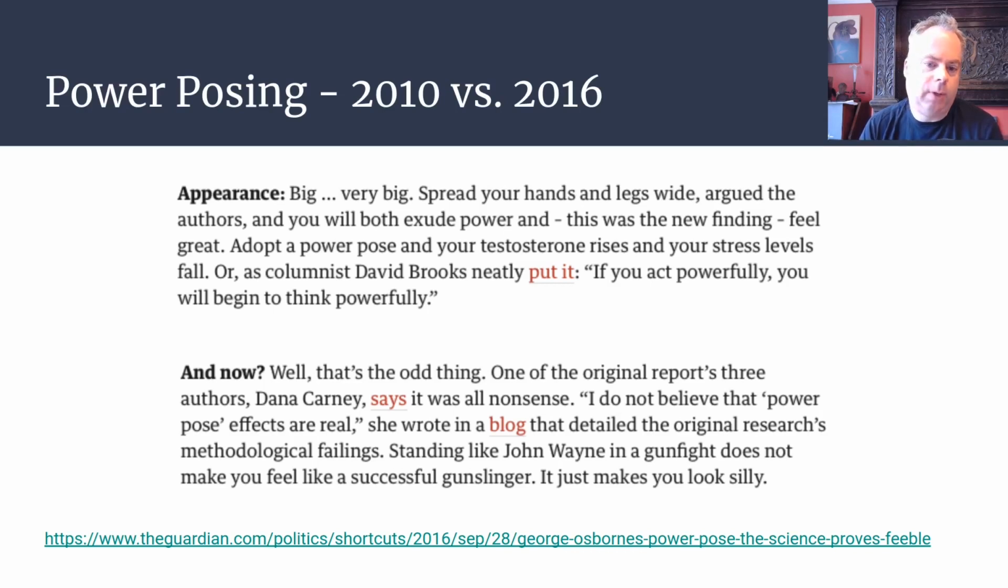There was a result in physiological changes as a function of how you stand. And even one of the report's original authors says, actually, it was all nonsense. Dana Carney says, "I do not believe that power pose effects are real." Standing like John Wayne in a gunfight does not make you feel like a successful gunslinger. It just makes you look silly.